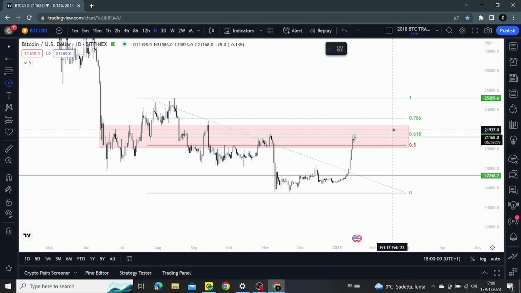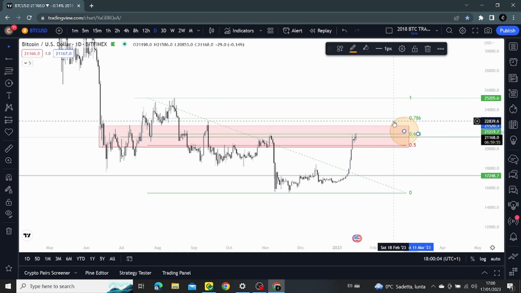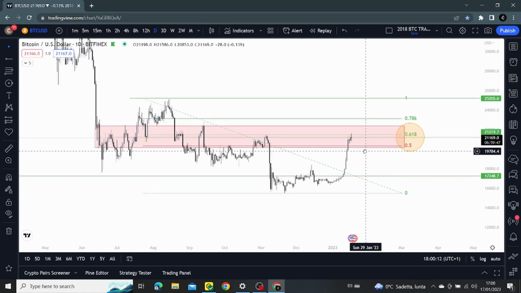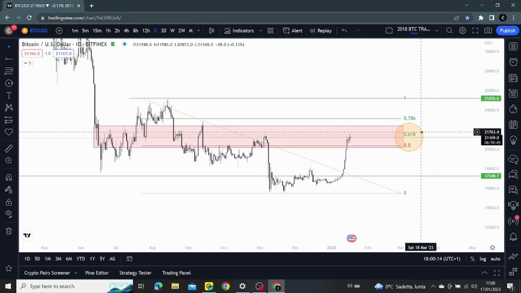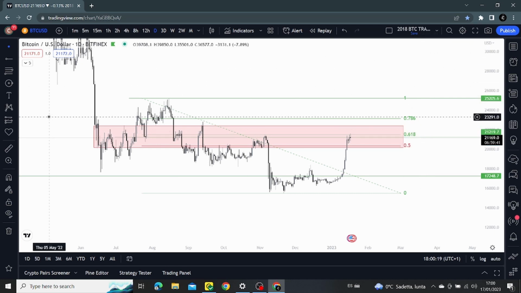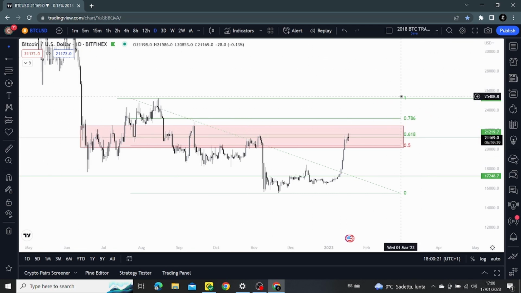This level over here, okay? Okay, we can see that we are facing rejection here. This is an indication that we're gonna have a reversal, okay? Now we're gonna look for short positions, okay? As we are trending down.